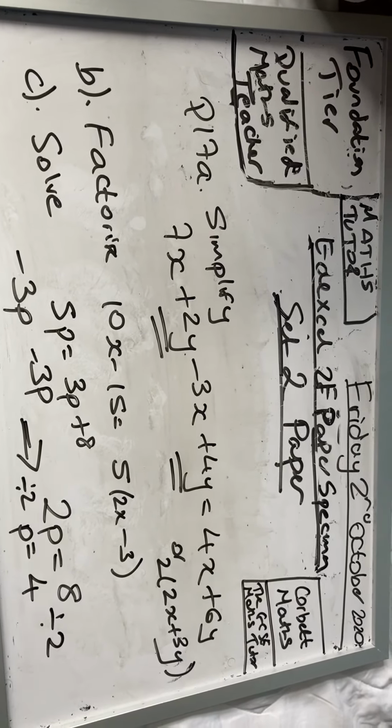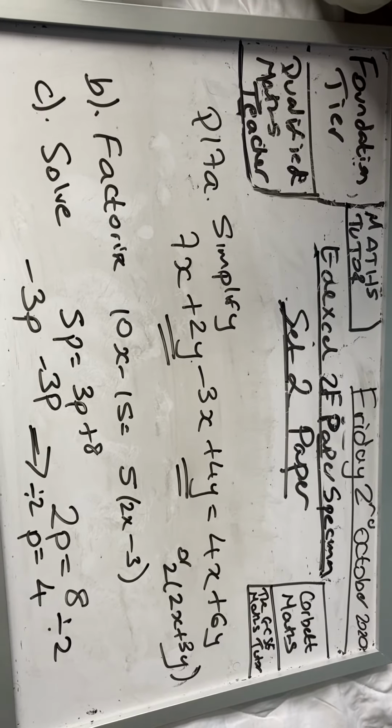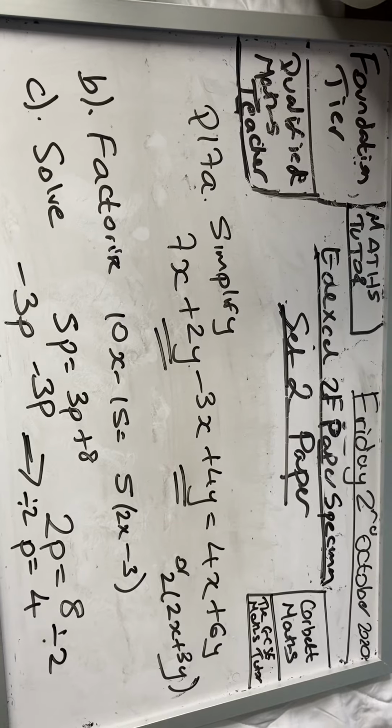So part A was 1 mark, part B was 1 mark, and then part C was 2 marks because it was a 2-step equation.